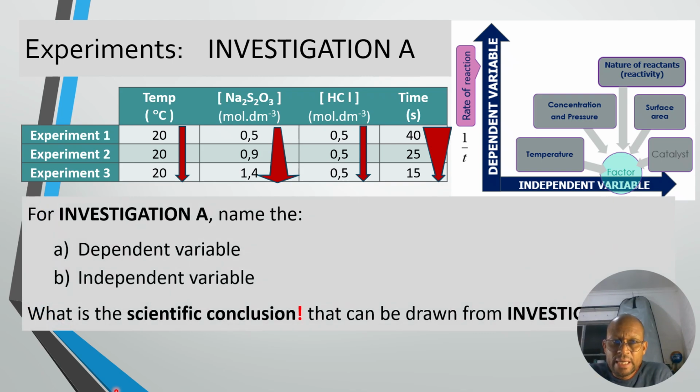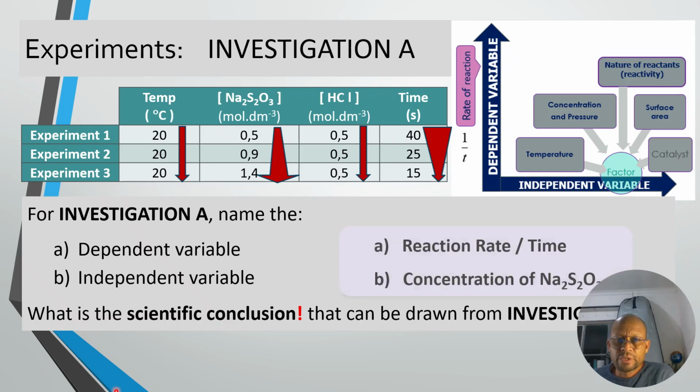For the investigation, A, name the dependent variable, and B, the independent variable for this reaction. And for A, it is the reaction rate, or you can just say it's the time that the reaction took place in. The independent variable is the concentration of sodium thiosulfate. Now, remember, don't just say concentration because we have two substances here, two reactants. If you're going to say concentration, the examiner is not going to know which substance you refer to. So be specific by saying concentration of sodium thiosulfate.